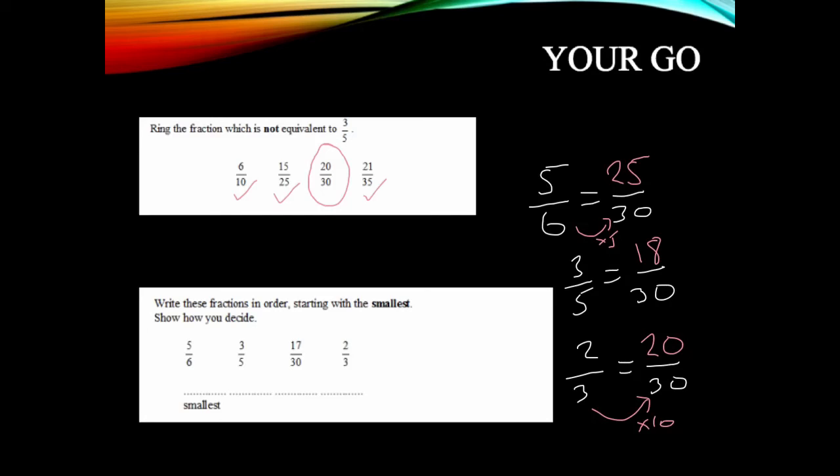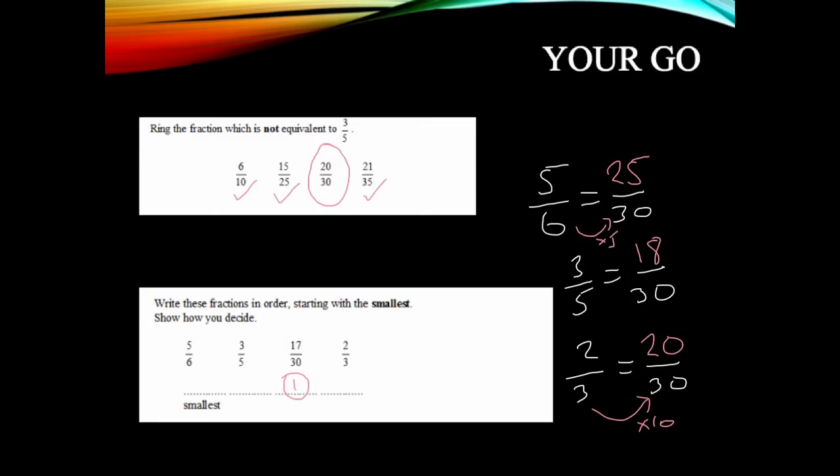I've got, let's not forget this one here, I've got 17. So I've got, just looking at the numbers on the top, 17, 18, 20, and 25. So if I'm putting them in order, I'm just going to actually number them this time. 17 over 30 is the smallest.